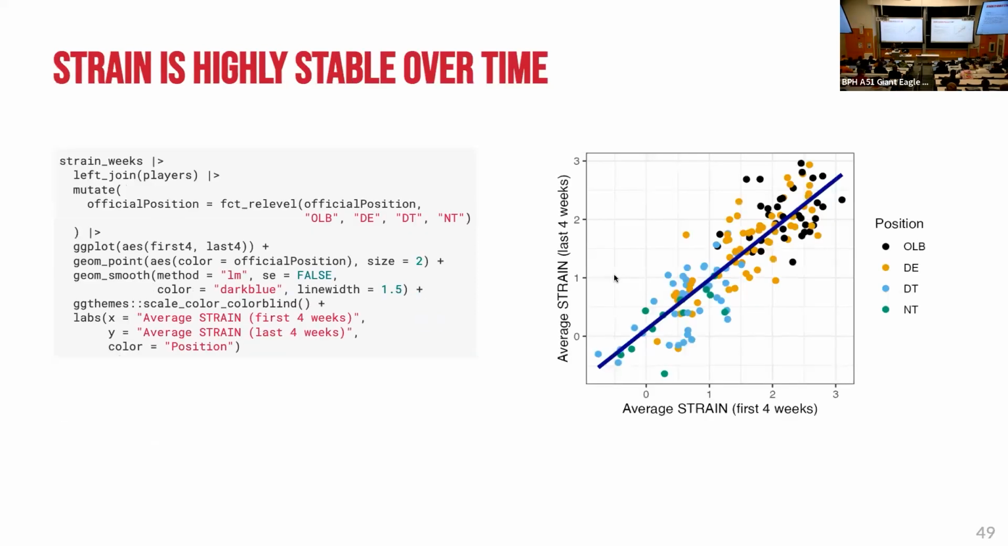And if we plot this, we get this nice scatter plot showing how strong this relationship is. On the x-axis, again, average strain for the first 4 weeks. On the y-axis, we have the average strain for the last 4 weeks, and this scatter plot reflects the correlation value that I showed earlier, showing that strain is highly stable over time and that pass rushers appear to carry the strain value over time, which is a great validation given how strong this correlation is, and which also illustrates the stability of a metric.